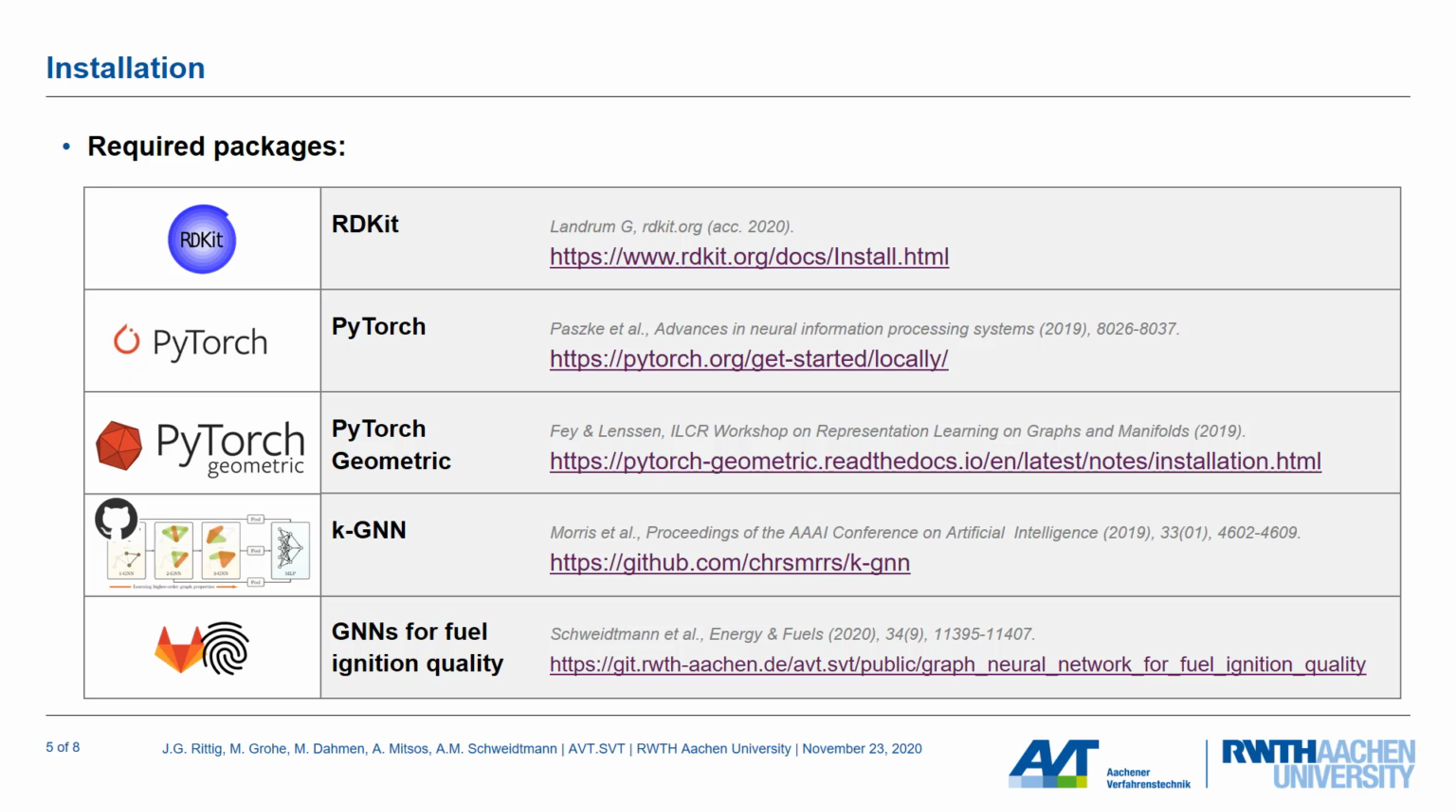For using our tool, the packages shown on this slide are required. So we need RDKit, we need PyTorch Geometric, we need the k-GNN tool, and at the end we need to install our GNN tool for fuel ignition quality. And with that tool you can also predict properties of your interest, so other properties than fuel ignition quality. So in the next step I will go to the screen sharing mode to show you how you can install all these required packages.